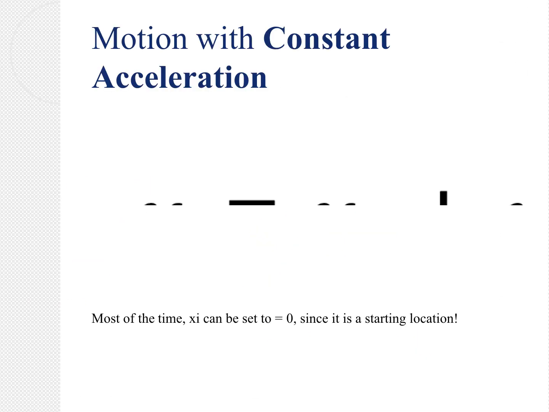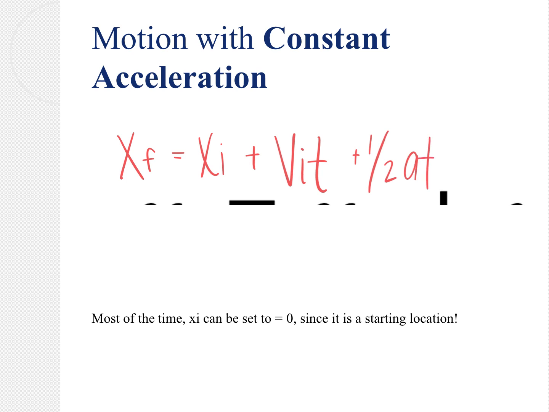All right, here's our second kinematics equation. I don't know why it got cut off, but it did. So here's our second one. X final equals X initial plus VI times time plus 1/2 AT squared. Okay, that's the second kinematics equation.